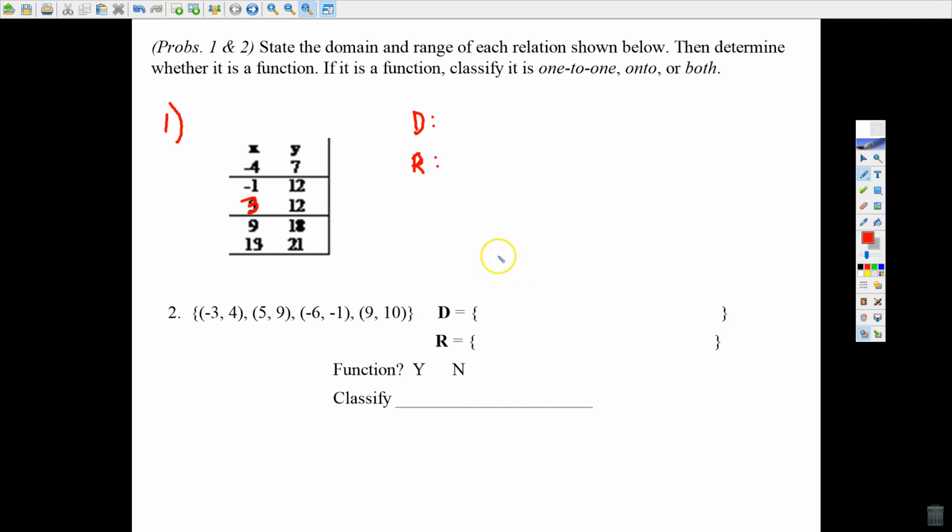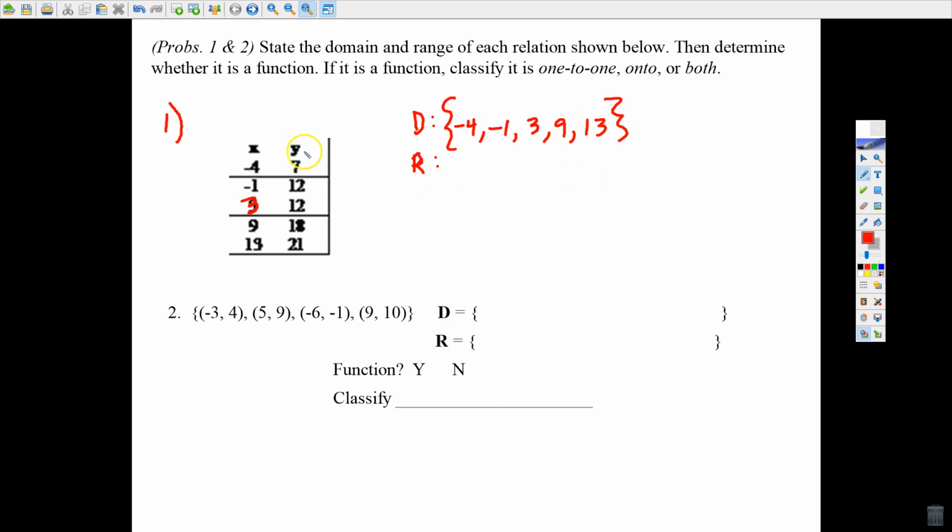These are solutions to the semester exam review for Chapter 2, and let's get right into it. These first two problems, we want to make sure you understand how to identify a function by looking either at a table of values or a set of ordered pairs, and you should also be able to identify the domain and range. So domain is another way of saying the x-coordinates for a table of values or a set of ordered pairs. So the domain in this case will be -4, -1, 3, 9, and 13.